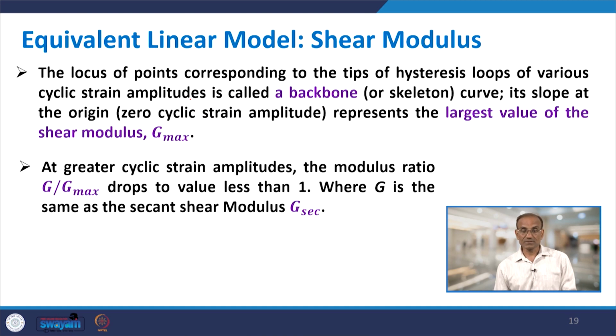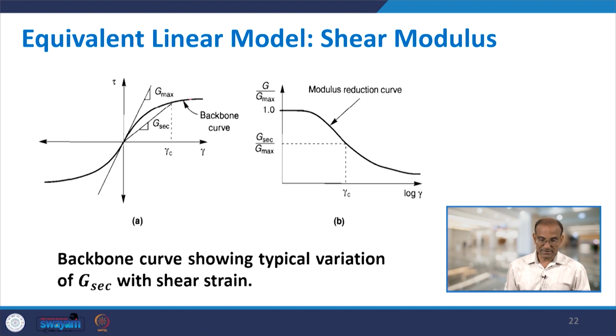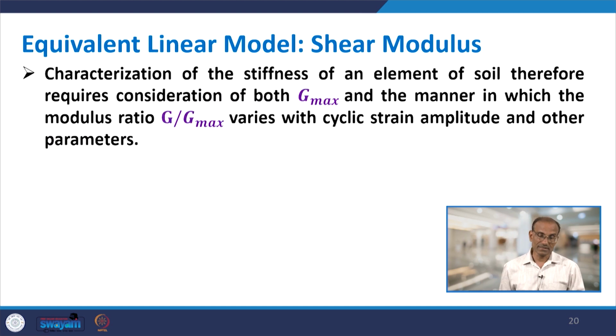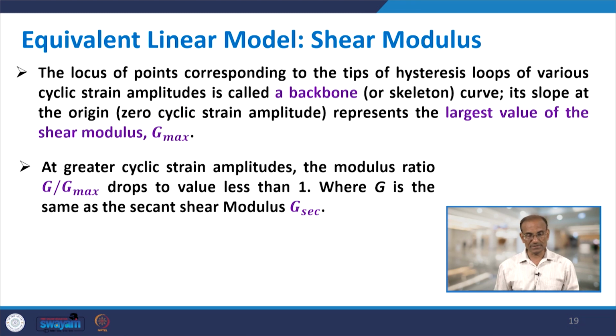This is how the backbone curve is created. If I draw the slope of this backbone curve at the origin, then this slope is nothing but G max, and this G max represents the maximum shear modulus, which is at almost negligible strain. At greater cyclic shear strain amplitude, the modulus ratio, which is G by G max, will drop to a value less than 1, where G is the same as the secant shear modulus.